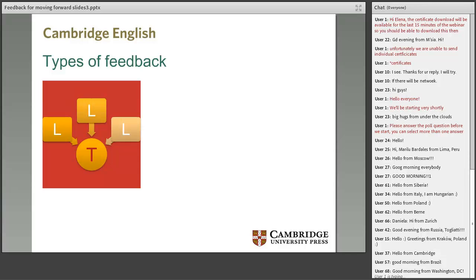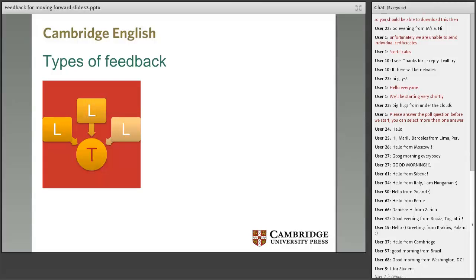Okay, this is the kind of feedback that we do after our students have done an activity in class, and the teacher gets feedback from them on their answers. Okay, so the learners to the teachers. That's right, Simona. L is for student, and T is obviously for teacher. Okay, so there's that kind of feedback.